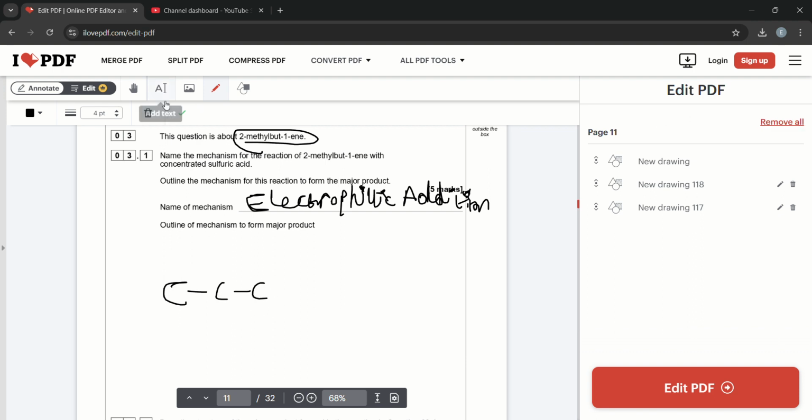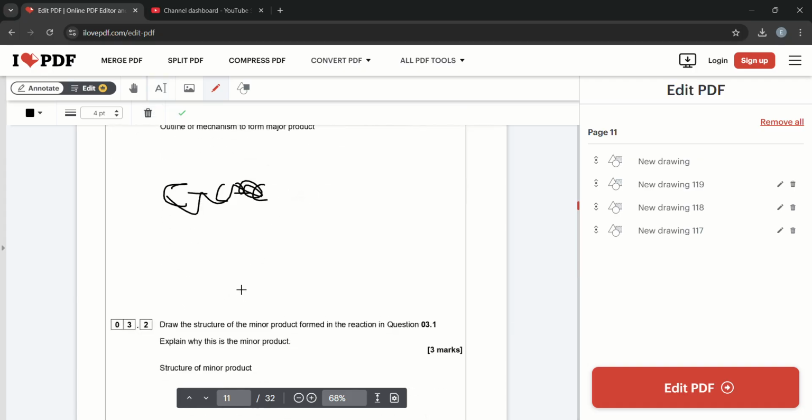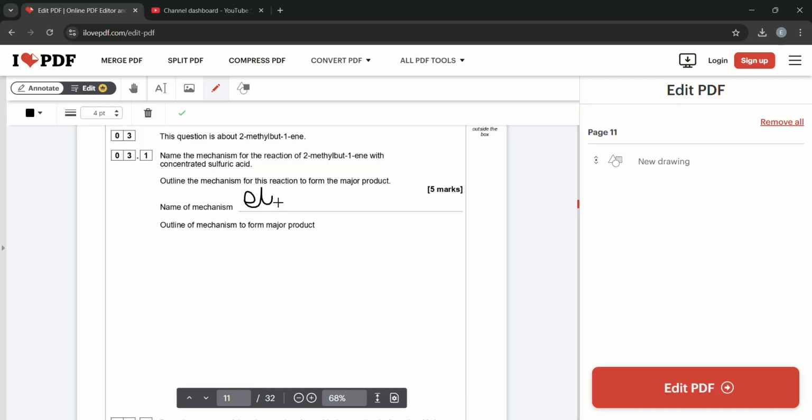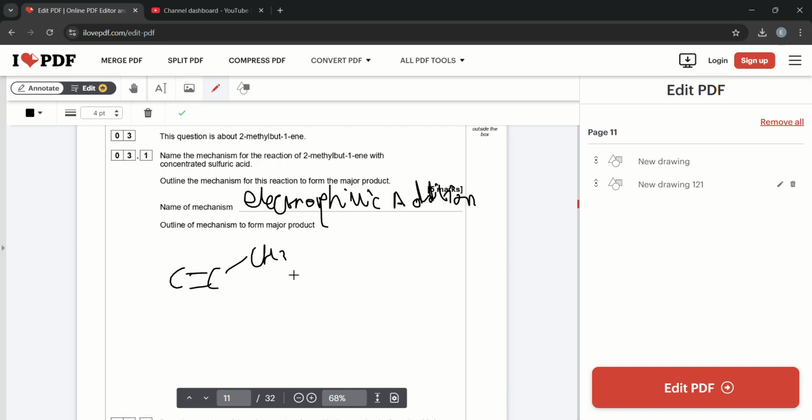Actually, there's a better way of doing this. There's an alkene, electrophilic addition, and we have C double bond C. We've got 2-methyl, we've got methyl, CH2, CH3, and we've got a hydrogen and a hydrogen.